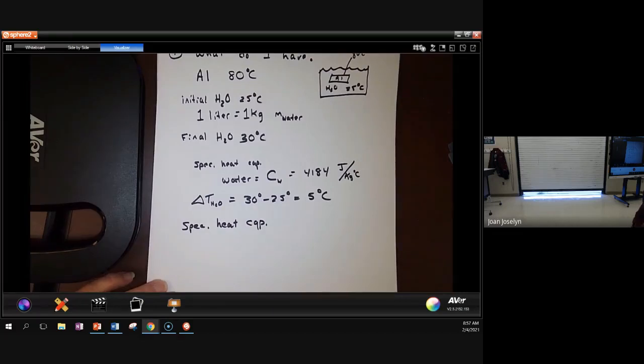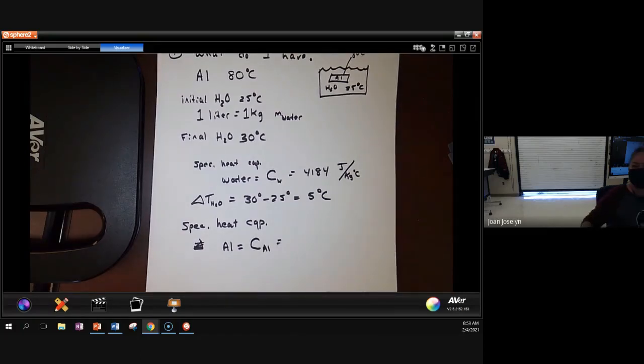Where am I? Oh, I did not mean to do that. I meant to do aluminum. I went too fast. So aluminum, Al, we want the specific heat capacity, Al. And that's something I'd have to look up.